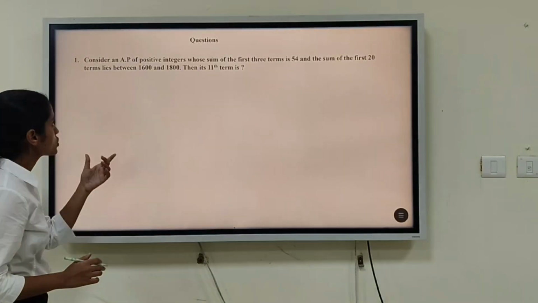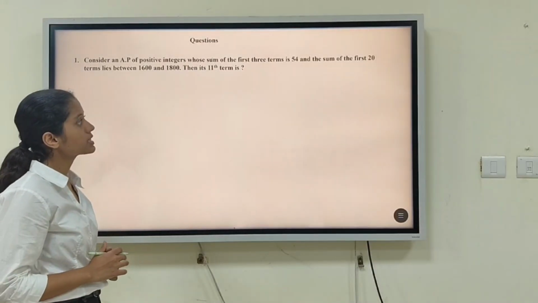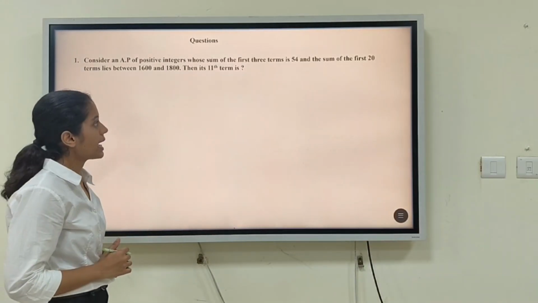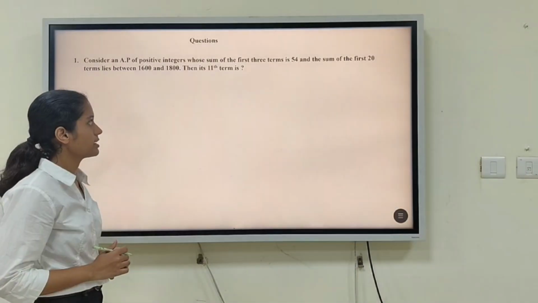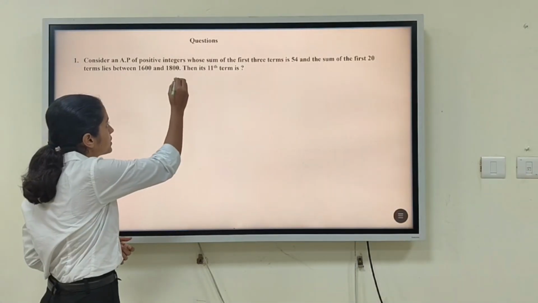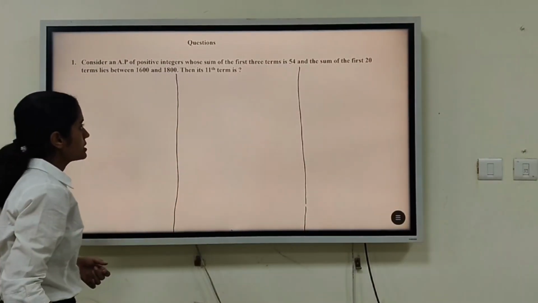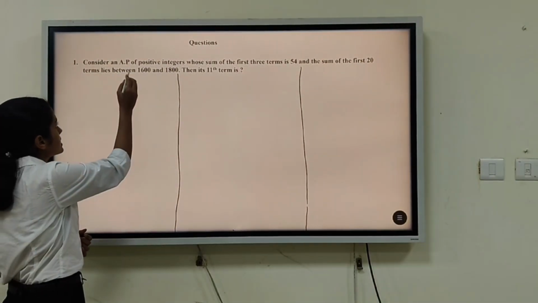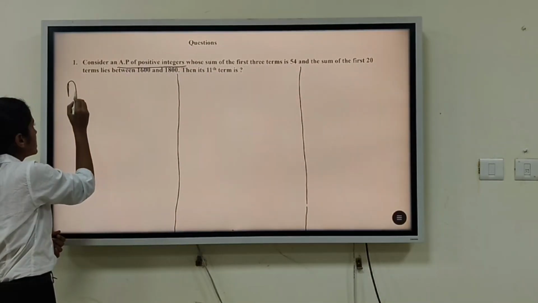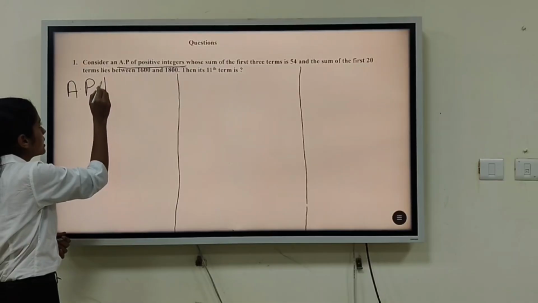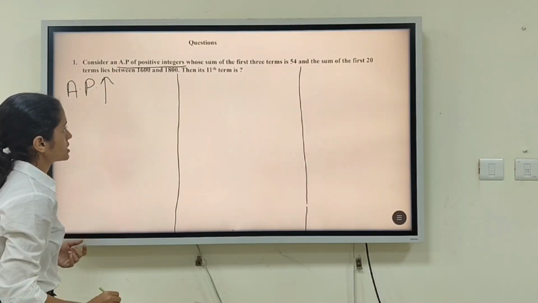Now we will see one question on this. Consider an AP of positive integers whose sum of the first three terms is 54 and sum of the first 20 terms lies between 1600 and 1800. Then we have to find the 11th term of this AP. We will solve it step by step. It is given that the AP is of positive integers. It means that this AP is an increasing AP and it should be in the form of integers.